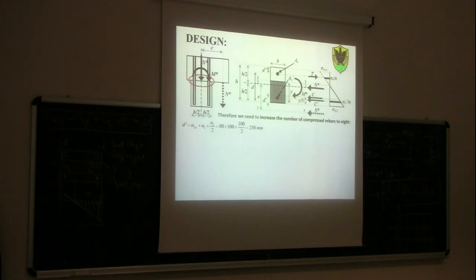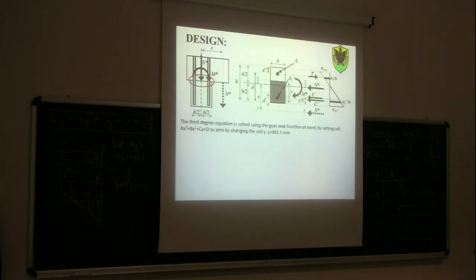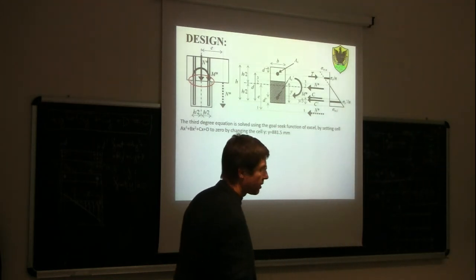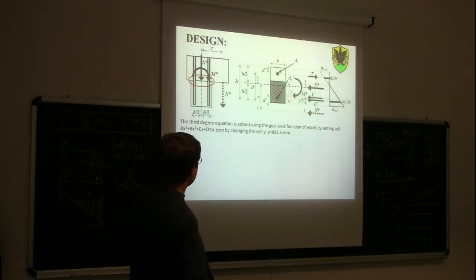We need to recalculate AS prime. We need again to recalculate the coefficients of the third degree equation. And then we need to solve this third degree equation using again the M&MoCS function. The final result is that the distance of the neutral axis from the compressed fiber is 881.5 millimeter.